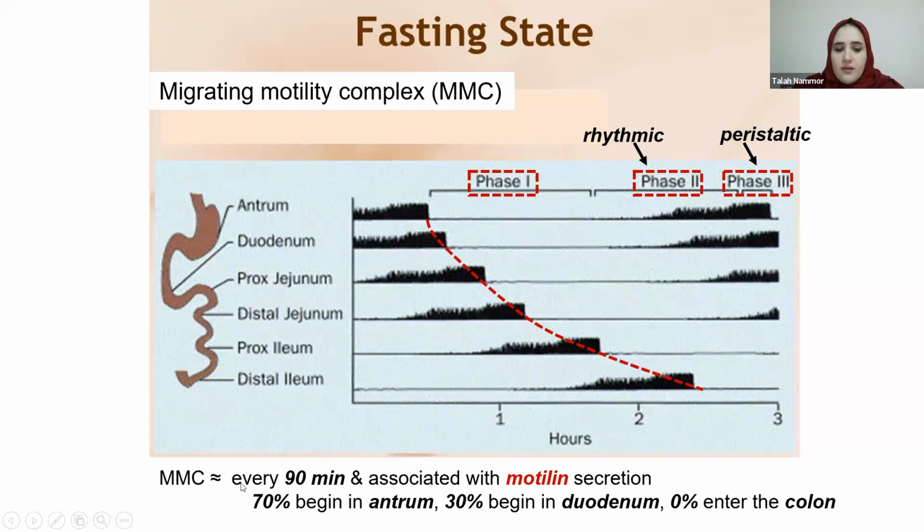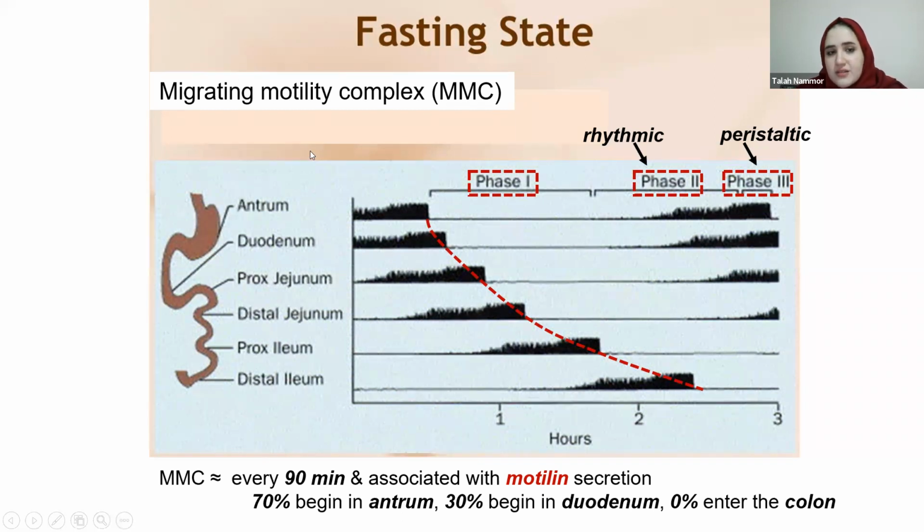Okay, okay. This sentence just says that the complex starts from the antrum. Most of the time, it starts from the antrum. 70% of the times it starts from the antrum. 30% will start from the duodenum. That's all it's saying.